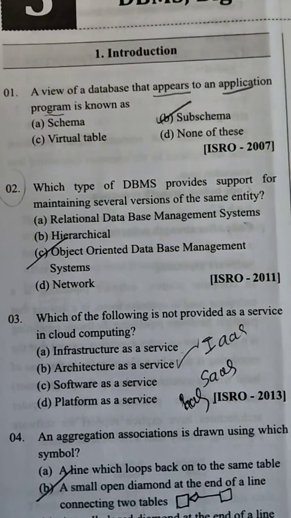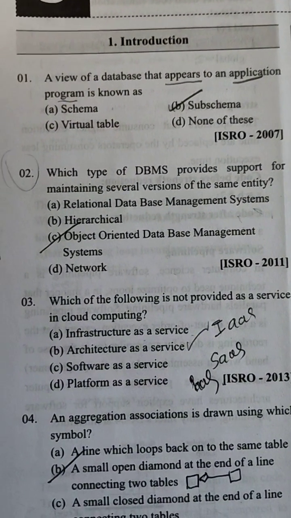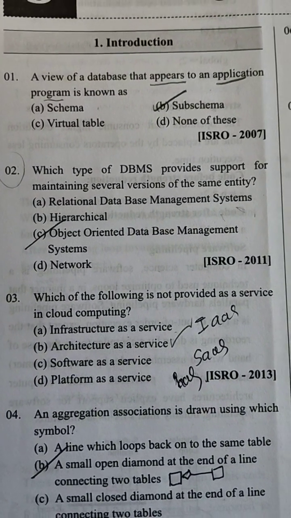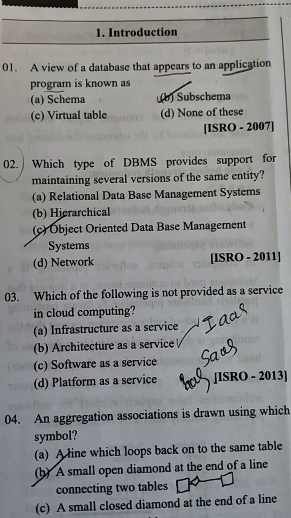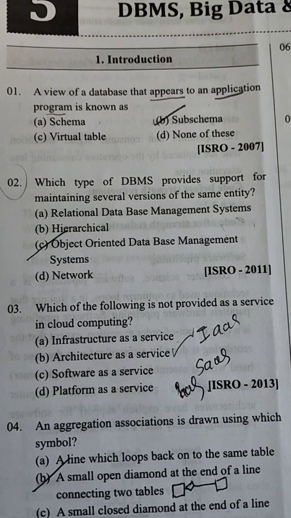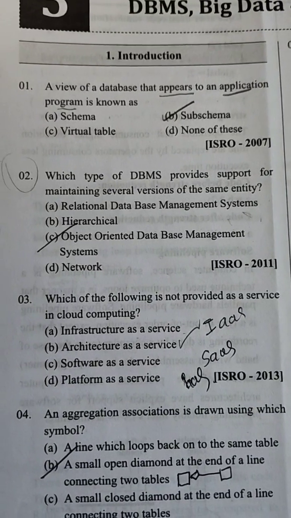The view of database that appears to an application program is known as the subschema. The view of database that appears to the application program is known as subschema. Subschema అంటే the view of database that appears to application program is known as subschema.